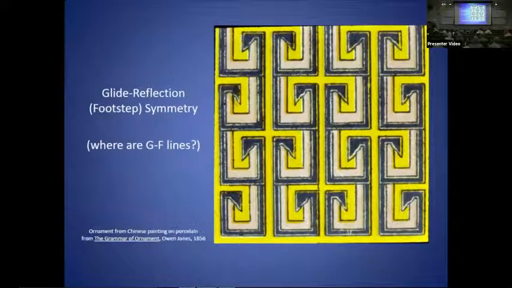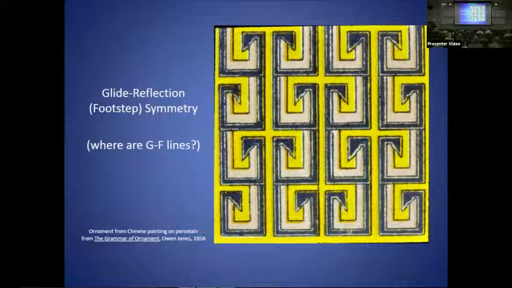This is the same pattern we saw before. This also has glide reflection symmetry, because if I glide this T up to the level of this T and then fold it over, the line of fold would be sort of halfway between the T's. So there's a line of symmetry in the middle of the T's, but there's a line of glide reflection or footstep symmetry between the T's.